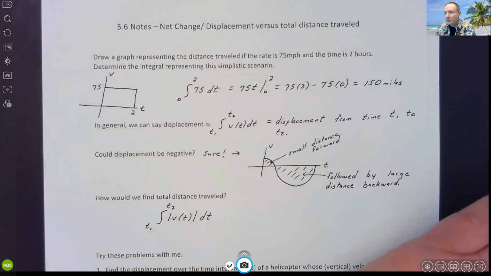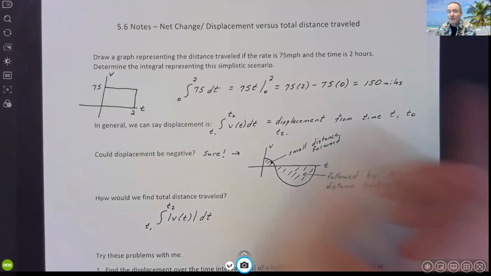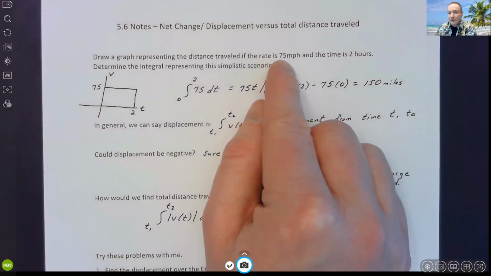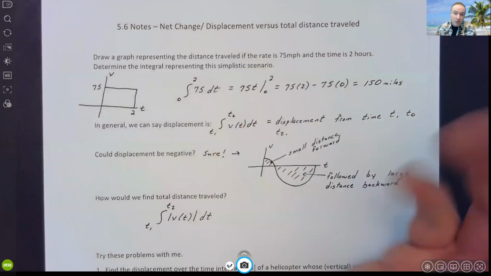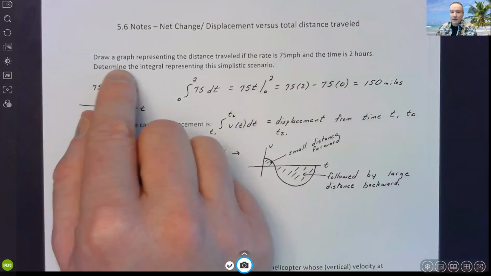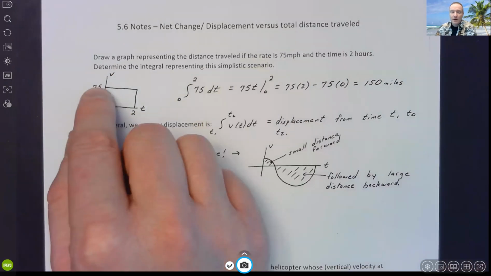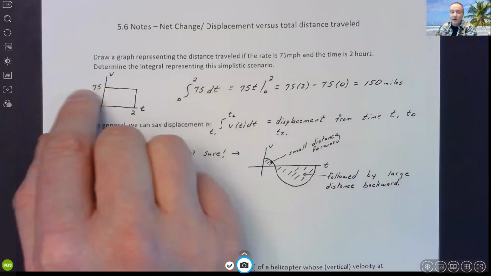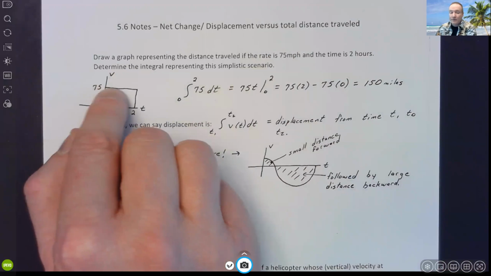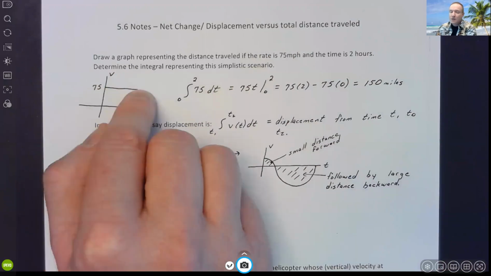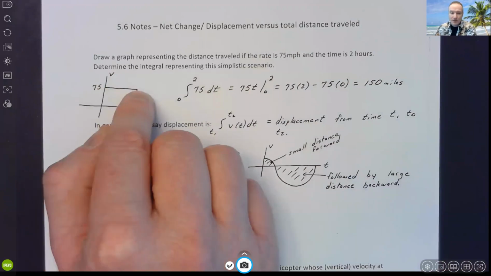Well, you already know that distance equals rate times time. So if the rate is a constant rate, you can just multiply and say 75 times 2. But now, to show you how that's going to work within an integral process, you'd just say, well, for this simplistic scenario, we know that we have a constant velocity function. So that's the change in position with respect to time.